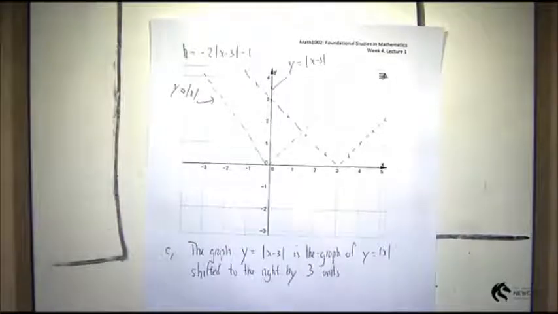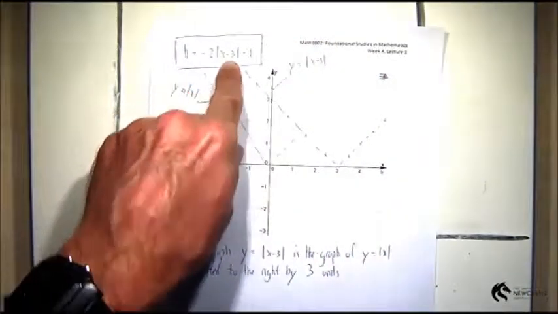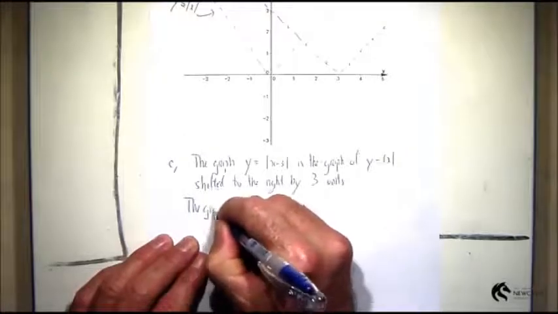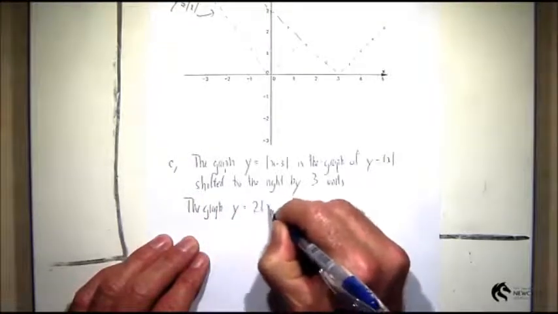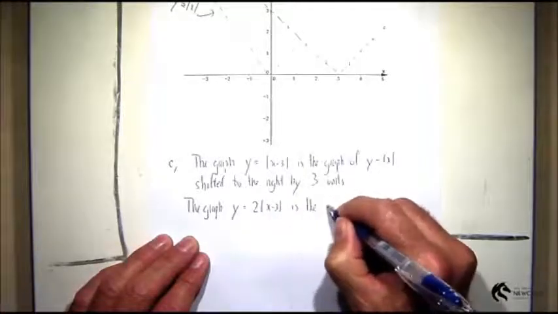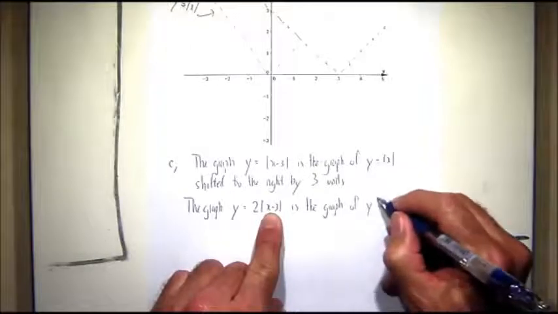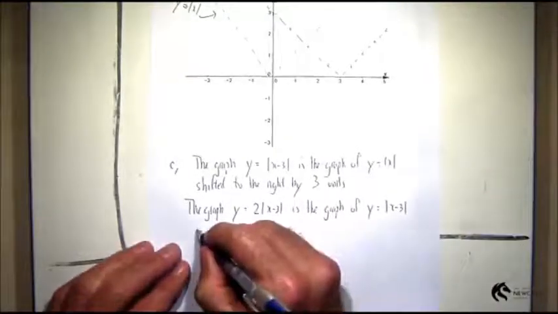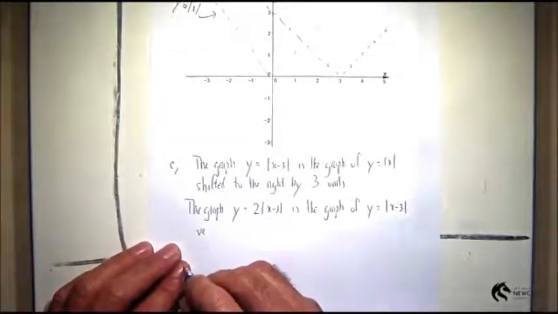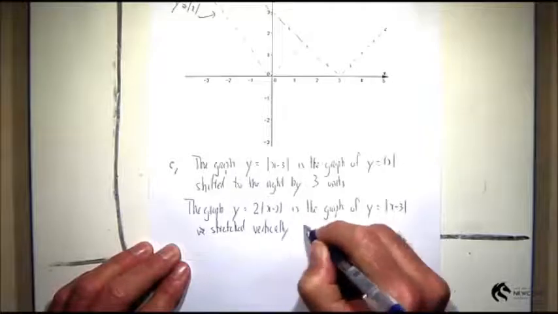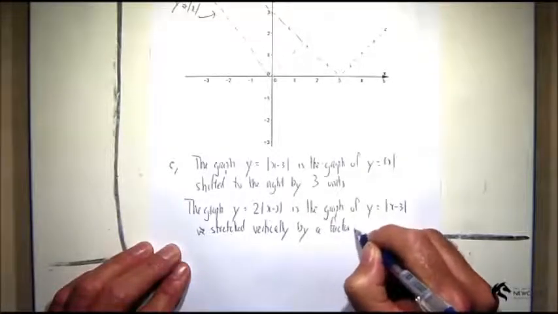I'm eventually trying to work my way up to this one. So far I've only done that little bit. The next thing I want to do is multiply by 2. I know that's going to stretch the graph vertically. So I'll now say the graph of y is equal to 2 times the absolute value of x minus 3 is the graph of y is equal to the absolute value of x minus 3 stretched vertically by a factor of 2.